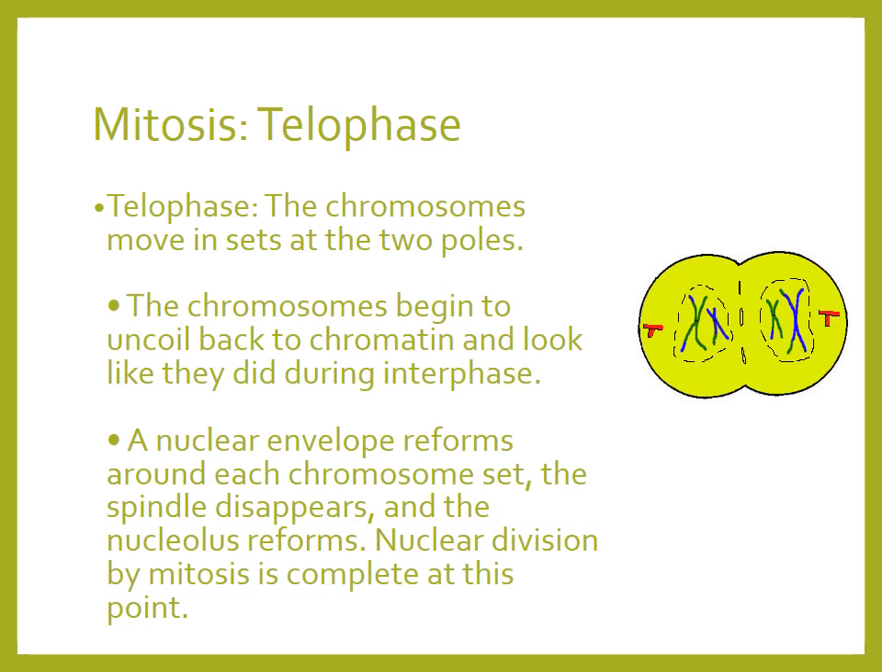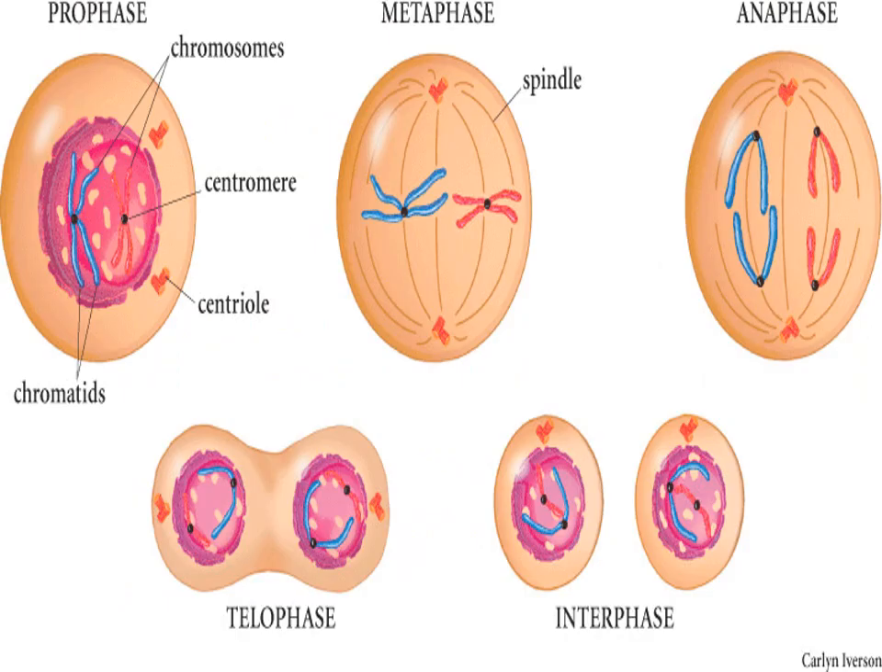The chromosomes begin to uncoil back to chromatin, and look like they did during interphase. Okay, so they're getting back. Remember, this is a cycle, so they're starting to get back to what they looked like during interphase, where the cell is growing. The nuclear envelope reforms around each chromosome set, the spindles disappear, and the nucleolus reforms. Nuclear division by mitosis is complete at this point.